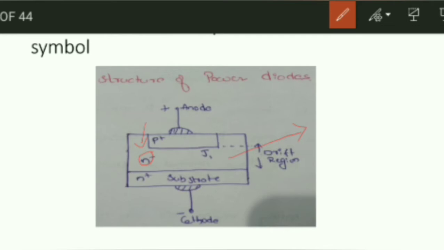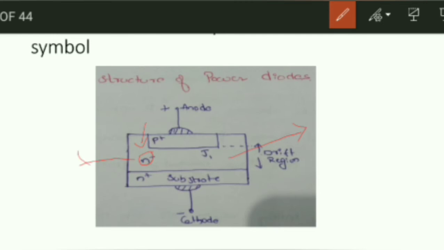Once again I am repeating. Simply, it consists of a heavily doped N plus substrate. On the substrate, a lightly doped N minus layer will be grown. A heavily doped P plus layer is diffused into the N minus layer to form the anode of the power diode. This shows that the N minus layer is the basic structural feature not found in a signal diode. That means this N minus layer will not be there in signal diodes.